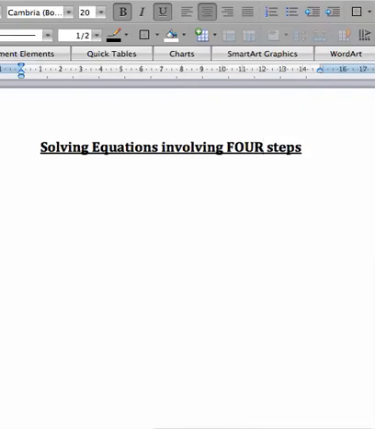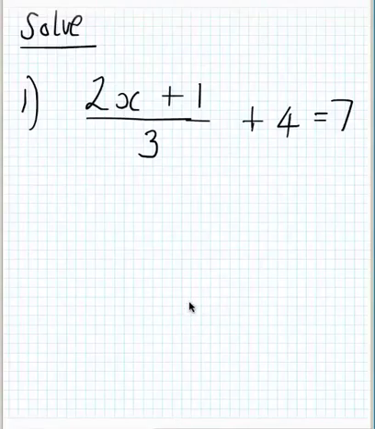Hi, so this session is on solving equations involving 4 steps. Now, if you have a look at this equation here, it's starting to look really complicated. And I remember when I was doing this in year 7 and year 8, it sort of freaked me out a bit. But it's actually really, really easy.